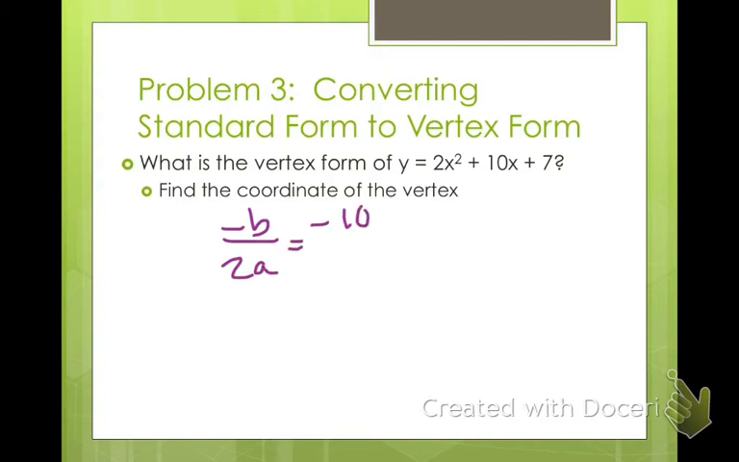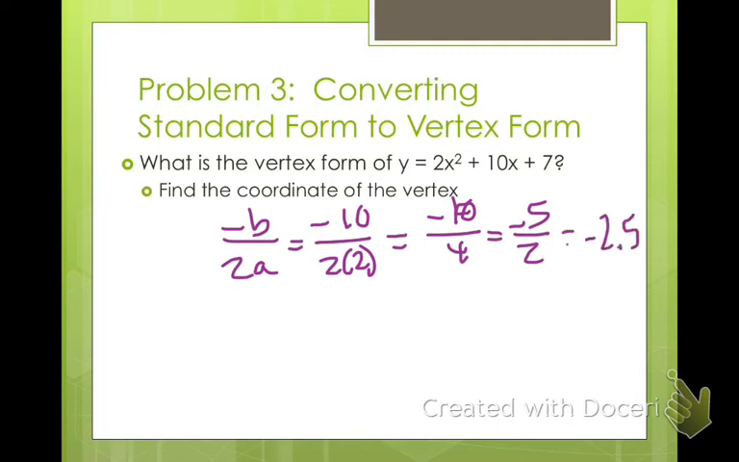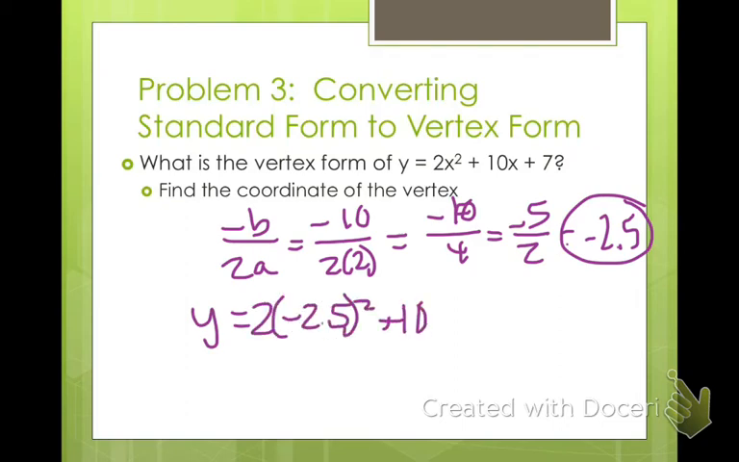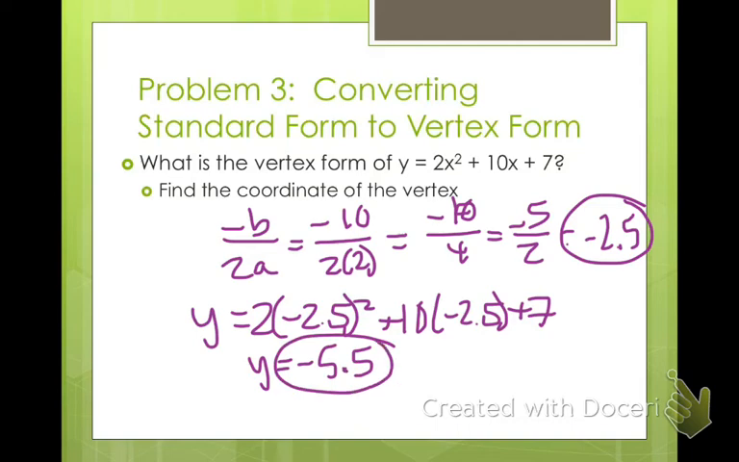And b is 10, so negative 10 over 2 times 2. 2 times 2 is 4, so negative 10 over 4, which is negative 5 halves, or negative 2.5, however you want to do it. So that's our x-coordinate. To find our y-coordinate, we plug this back in. So y is 2 times negative 2.5 squared plus 10 times negative 2.5 plus 7. And then when you simplify that, you get negative 5.5. So that's our y-coordinate of our vertex.